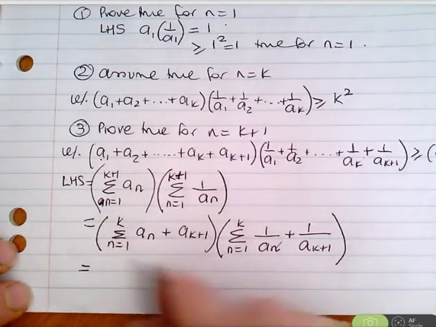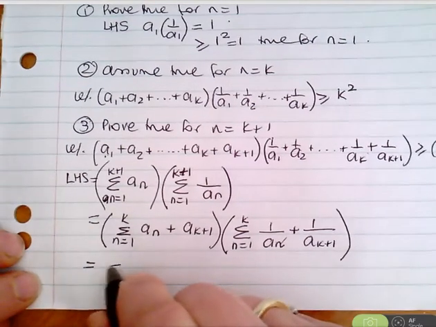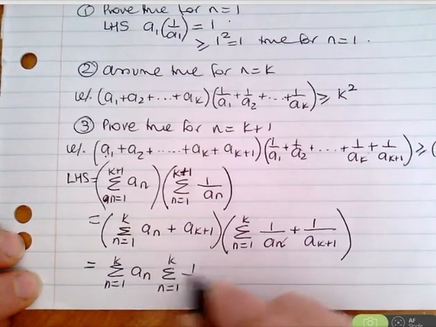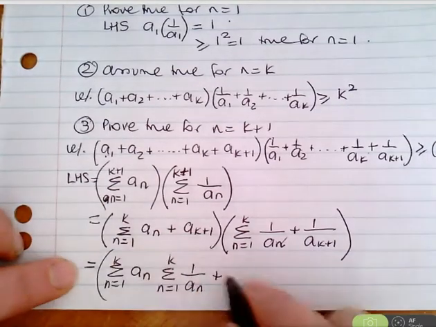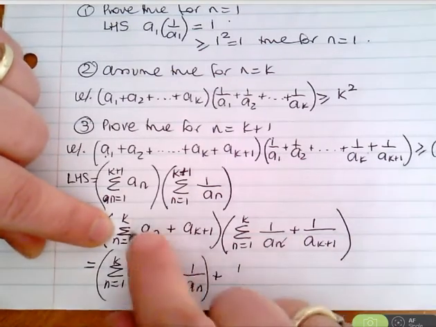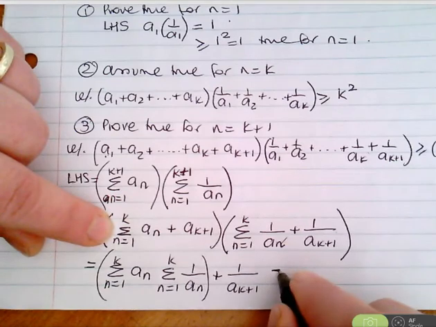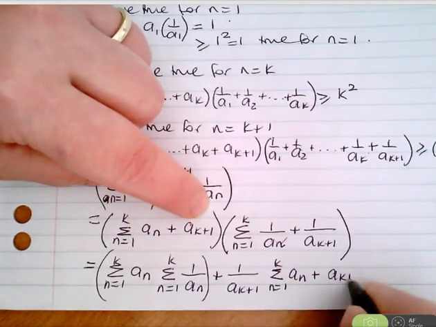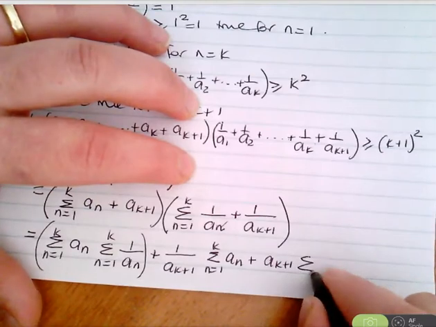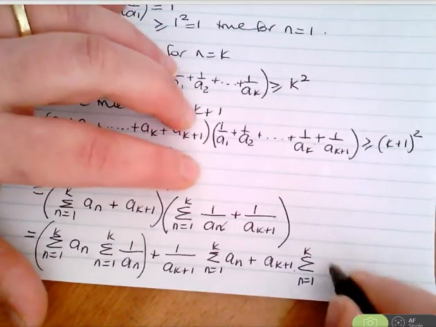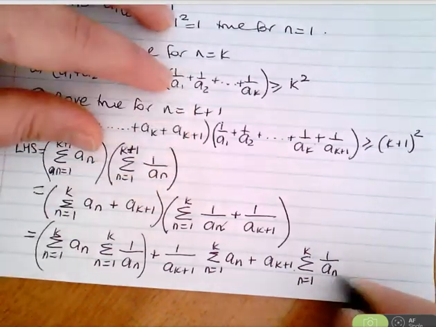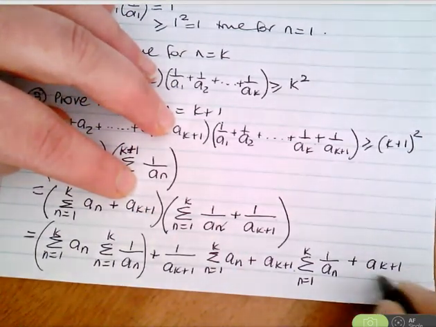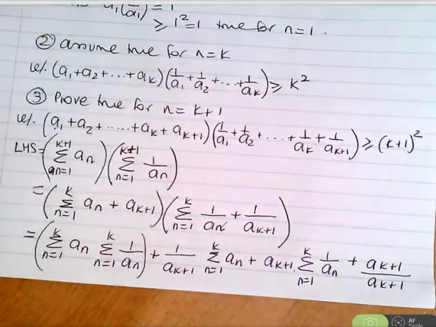So therefore, just using the FOIL method, this is the sum from n is 1 to k of a n times the sum from n is 1 to k of 1 over a n plus, so that's the first thing, plus the outer terms, 1 over a k plus 1 times the sum from n is 1 to k of a n plus the two inner terms, a sub k plus 1 times the sum from n is 1 to k of 1 over a sub n, plus these last two terms multiplied by each other, a sub k plus 1 times 1 over a sub k plus 1 will be just a sub k plus 1 over a sub k plus 1.